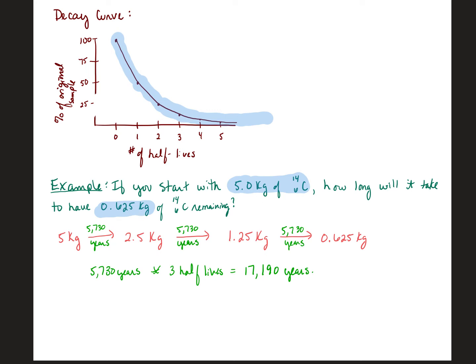So if we start with 5 kilograms, in 1 half-life, we get to 2.5 kilograms. Another half-life, we get to 1.25 kilograms. And another half-life, we get to 0.625. So that means we're going through 1, 2, 3 half-lives. And we can either add those together or just multiply by 3. And this is how many years that is known to be.